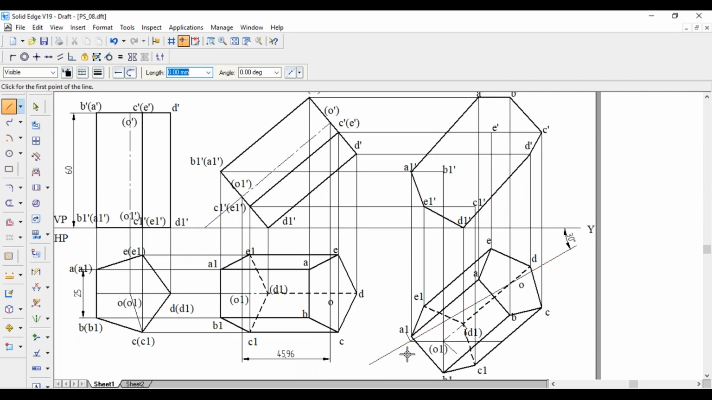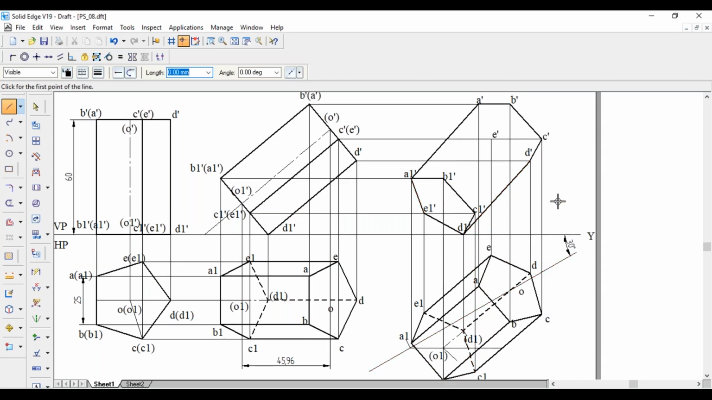As the bottom face is nearer to the observer, it is completely visible. That is A1 dash B1 dash. That is, A1 B1 is here nearer to the observer. Join A1 dash B1 dash with a continuous dark line. Next, B1 C1. This is B1 C1. That is also nearer to the observer. So B1 dash C1 dash. And the next one is C1 dash D1 dash. That is C1 D1, this line. That is also nearer to the observer, visible.